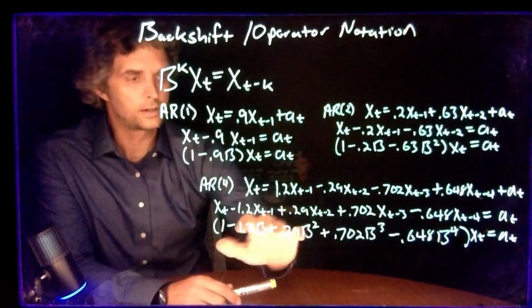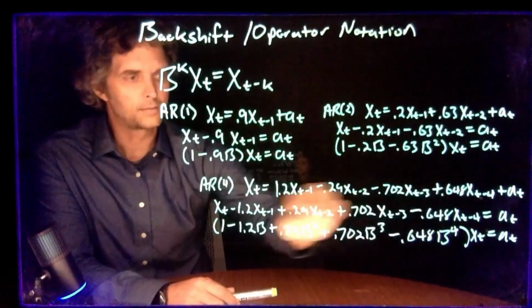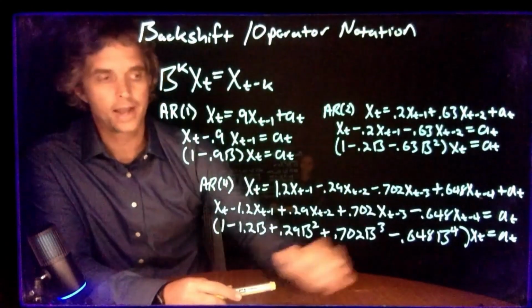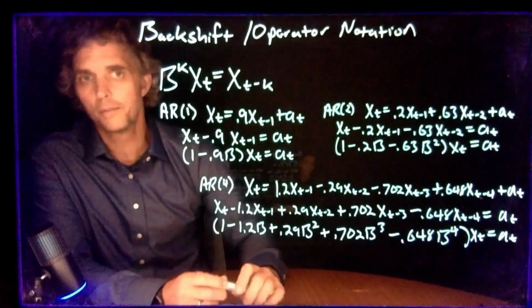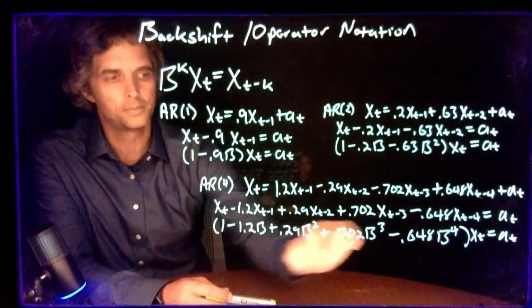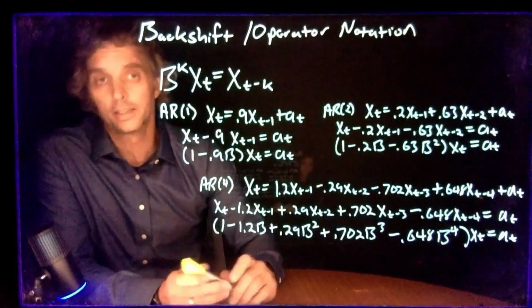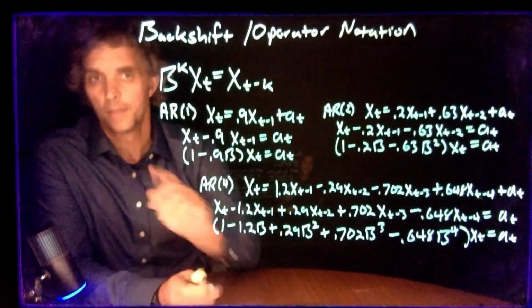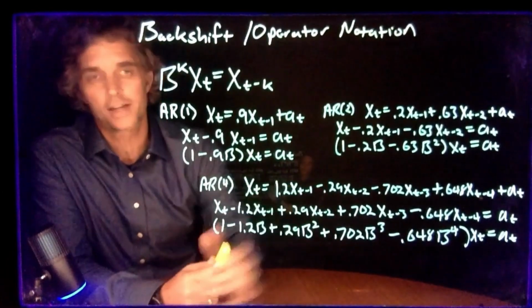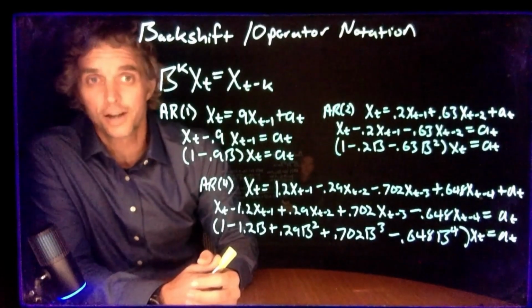Just a little kind of planting seeds for the future. What we've done here is to write this information about the lags into what will become a polynomial form, but recalling that this B right now is actually an operator. It's not a variable yet, but we'll see that in the future. This is backshift operator notation. Great job. See you in the next one.